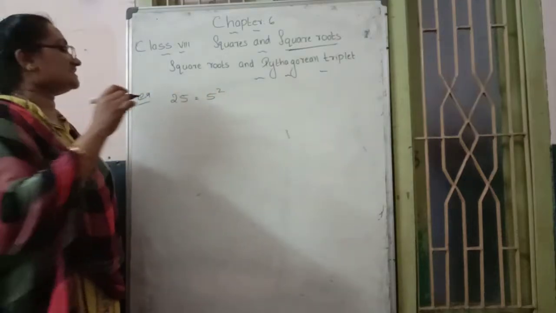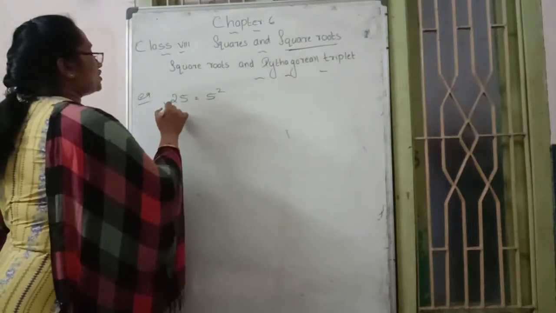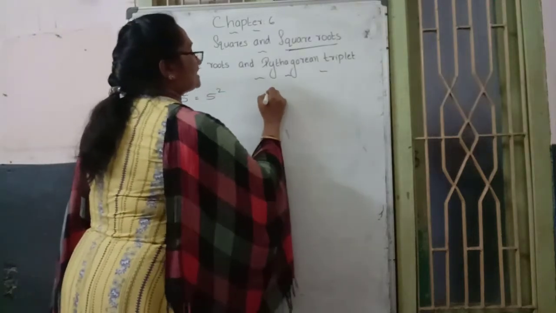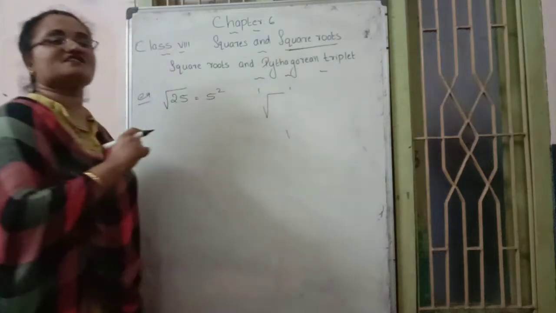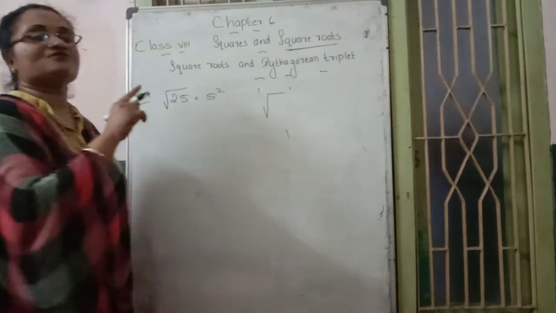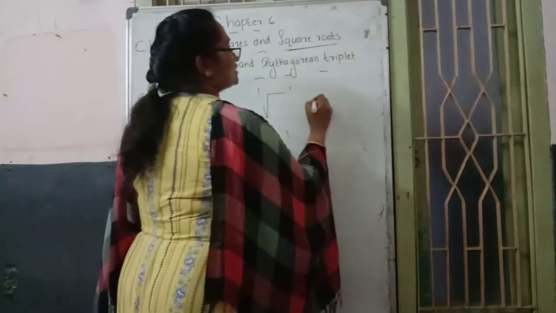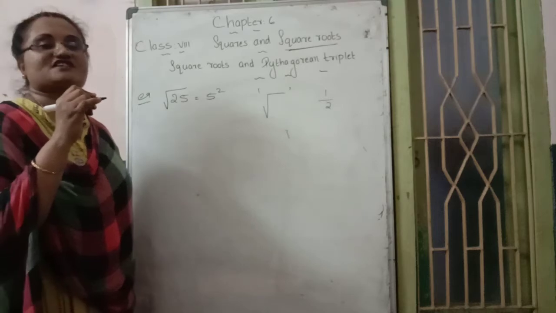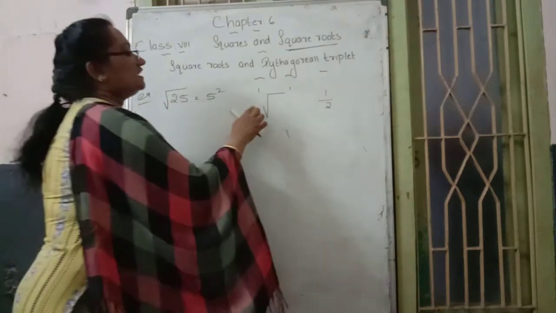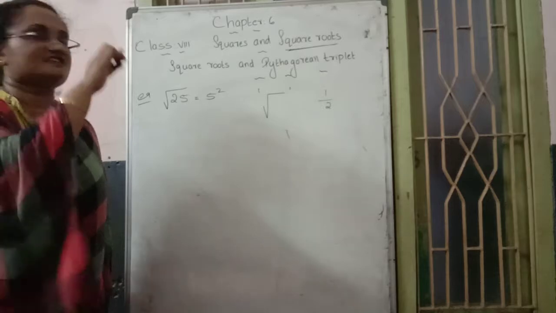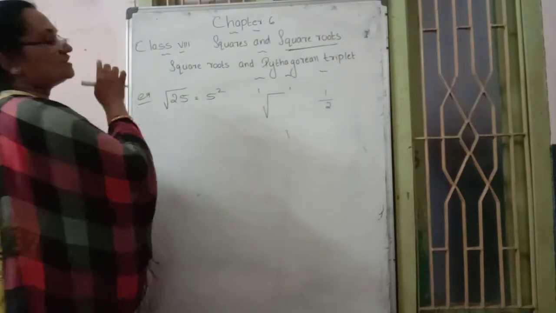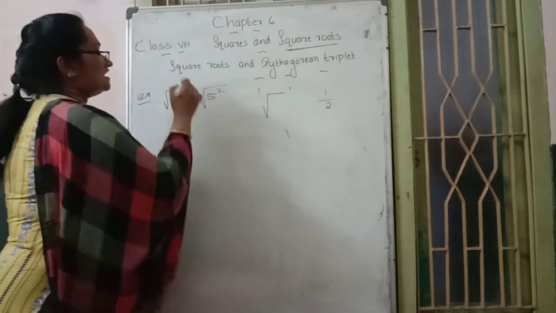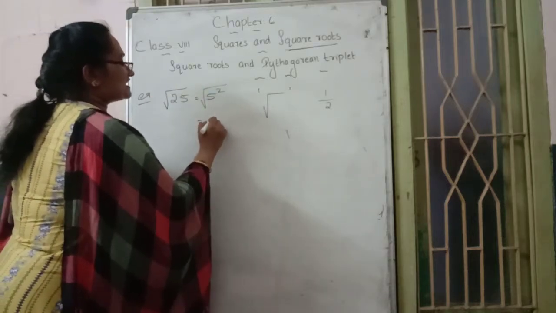Here we are going to discuss square roots. Square root means, see, what is the square root of 25? The symbol of square root is like this. In fractional form, we can say it is equal to the power 1 by 2. Symbolically, we represent the square root of 25 as the square root of 5 square.